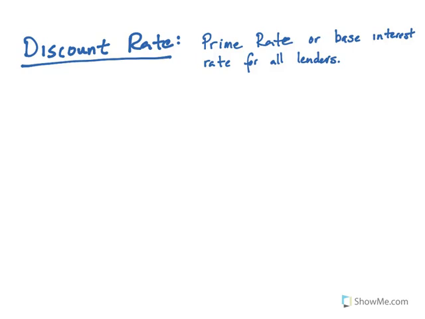The discount rate is also the base interest rate for all lenders. So the discount rate is the prime rate or the interest rate that all lenders utilize. For our example right now, let's just say that the discount rate is at 5%. And let's just suggest a bank had $1 million of funds to loan to people at a 5% interest rate.